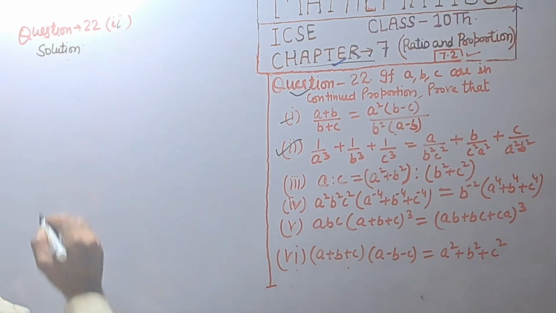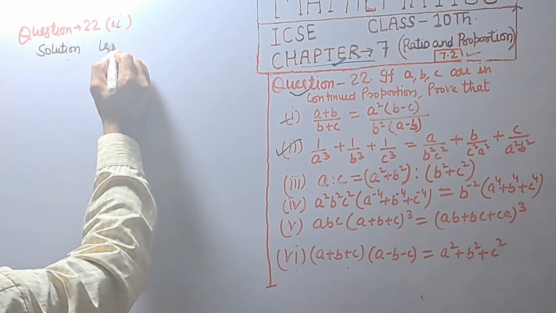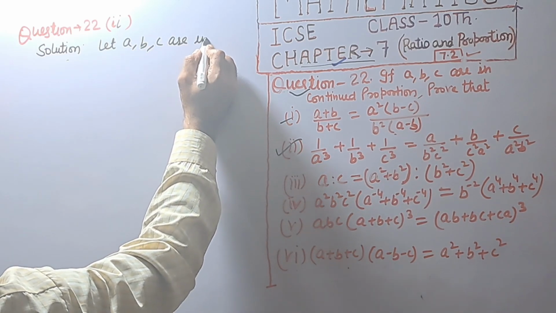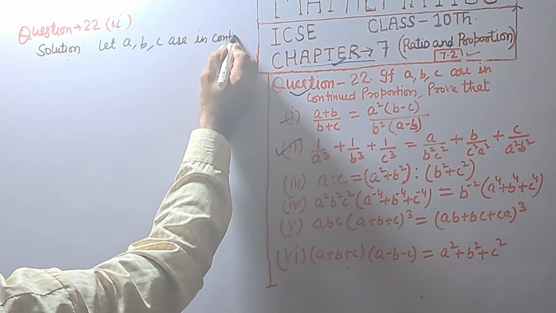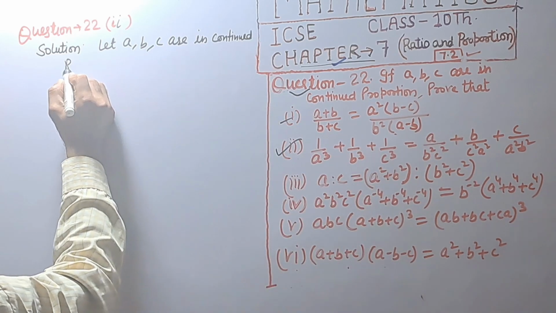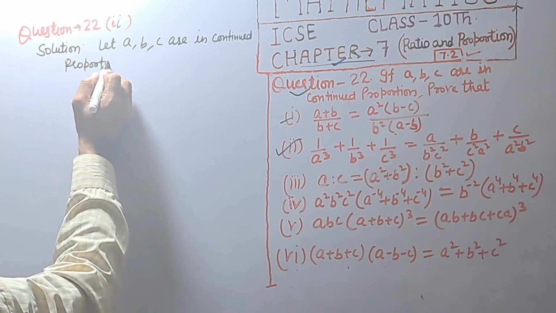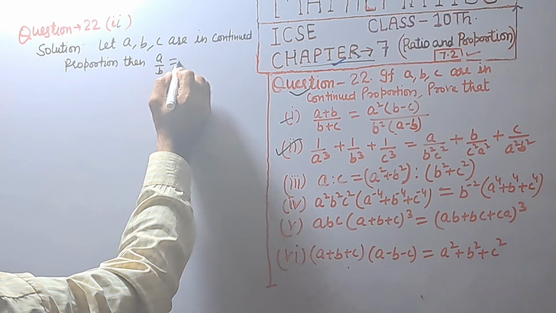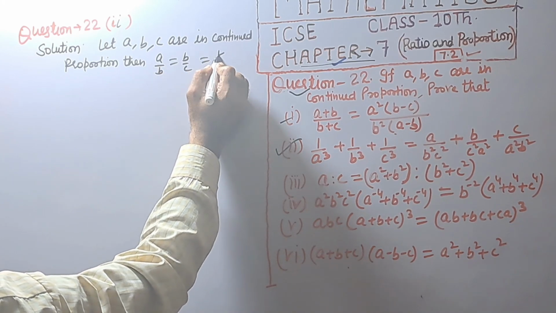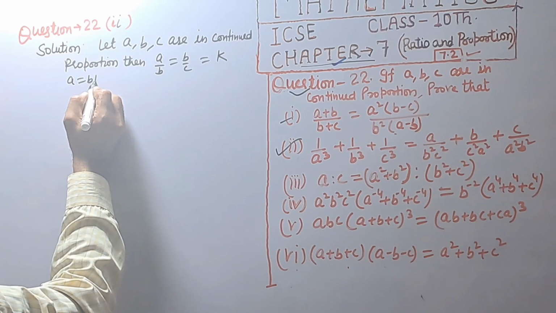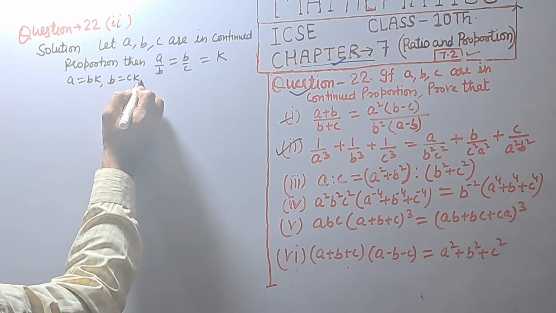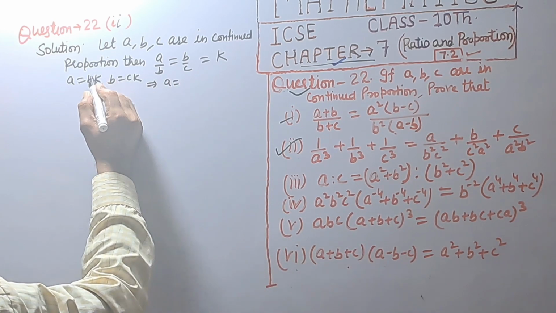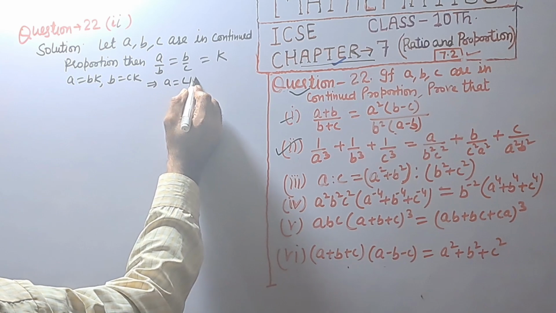Second part is here. Let A, B, C be in continued proportion. Then A upon B is equal to B upon C is equal to K. A is equal to BK, B is equal to CK, which implies A is equal to CK square, putting here A is equal to CK raised to power 2.